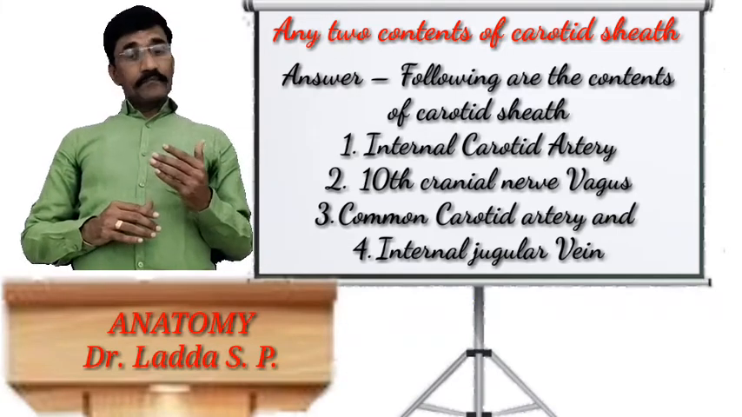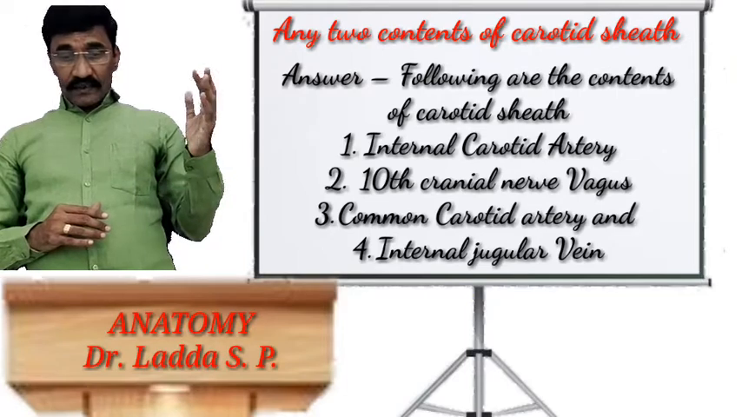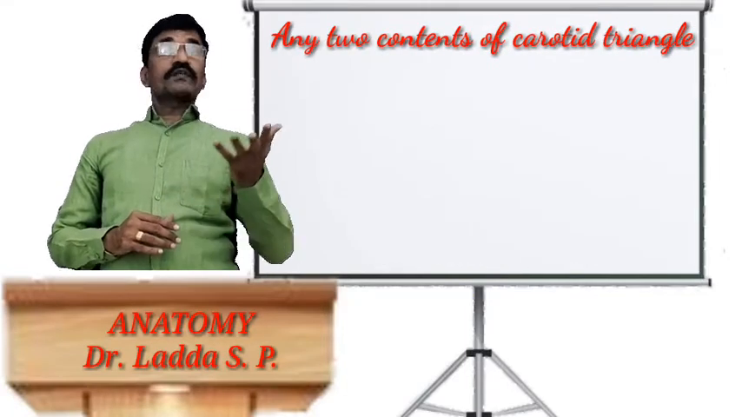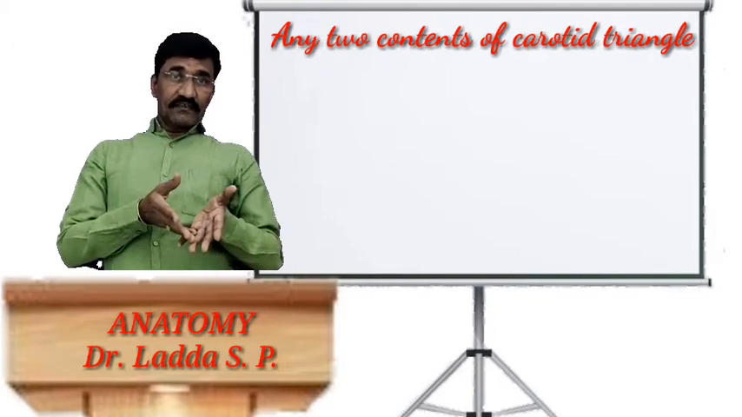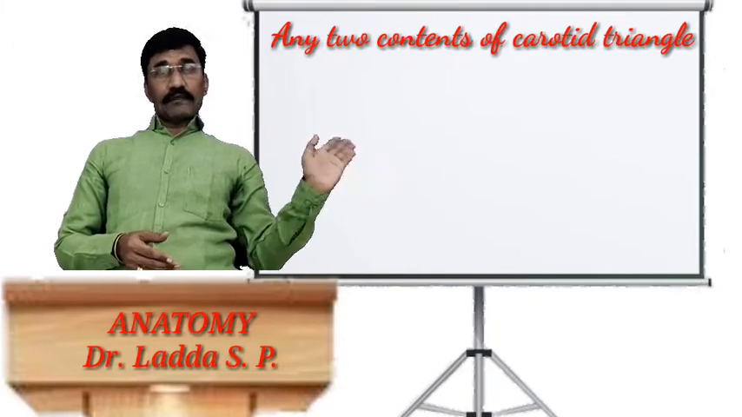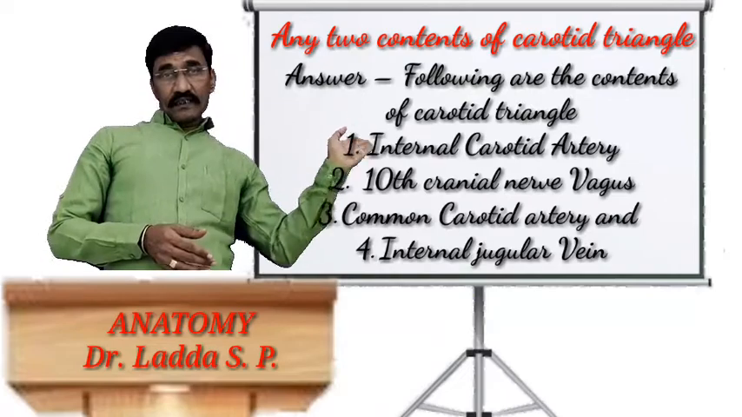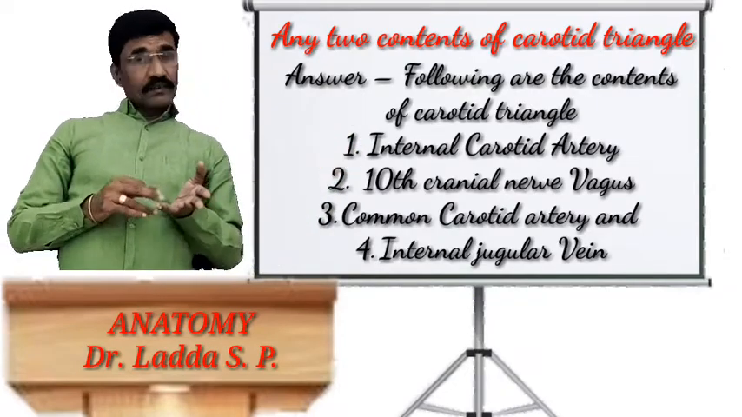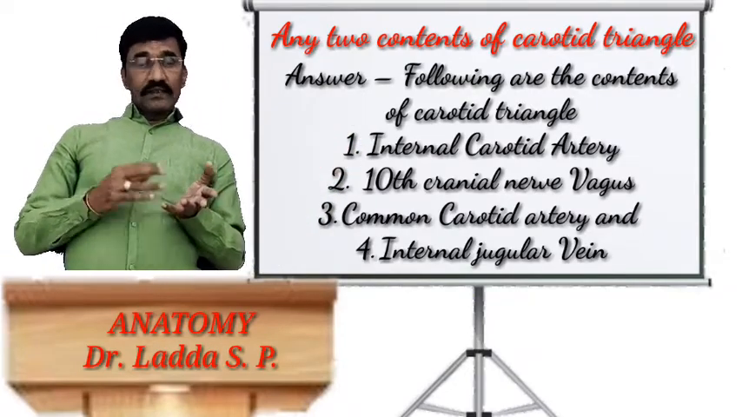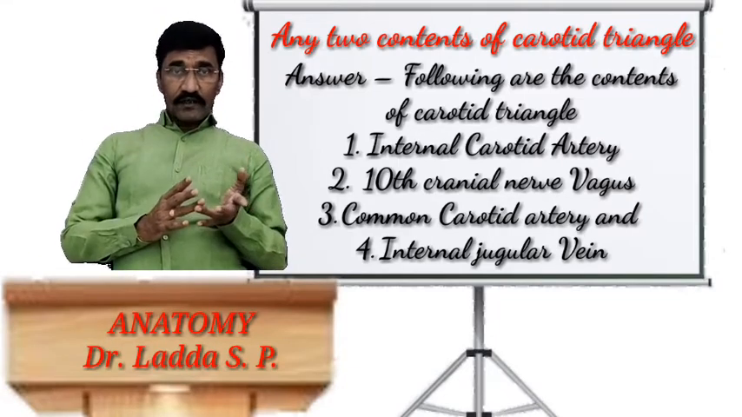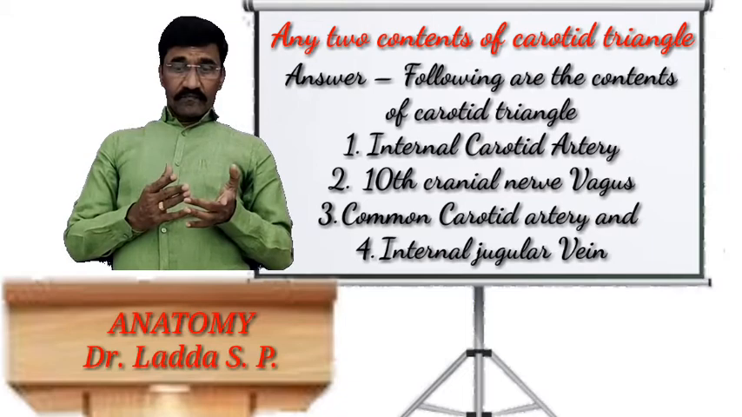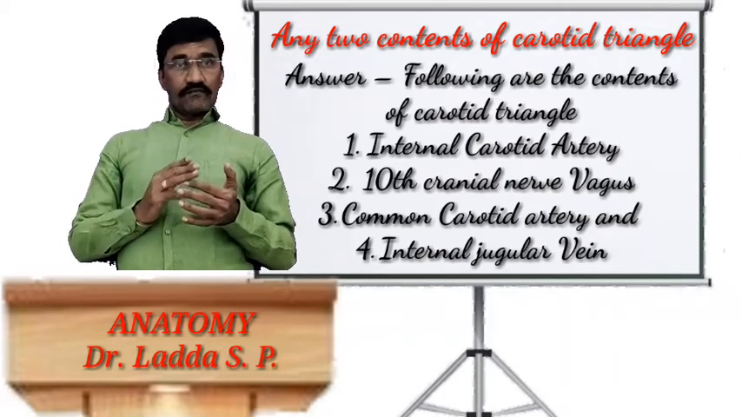The same is applicable for the carotid triangle. Same logic, because the carotid sheath is in the triangle. The contents of the carotid triangle are the same: number 1, internal carotid artery, number 2, your 10th cranial nerve, that is vagus, number 3, your common carotid artery, and number 4, a part of internal jugular vein.